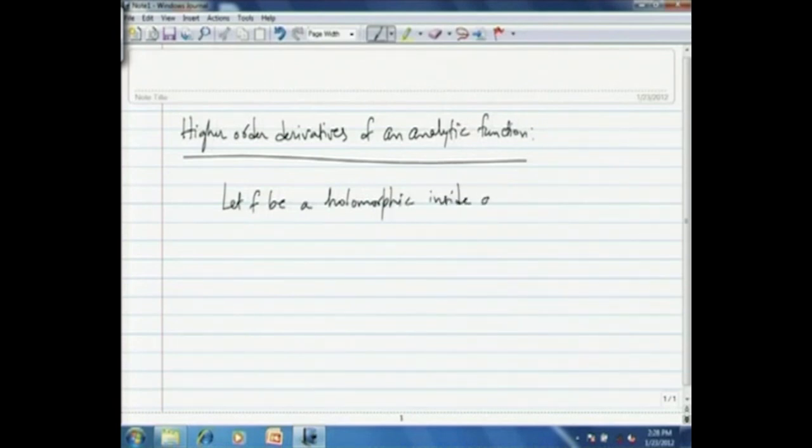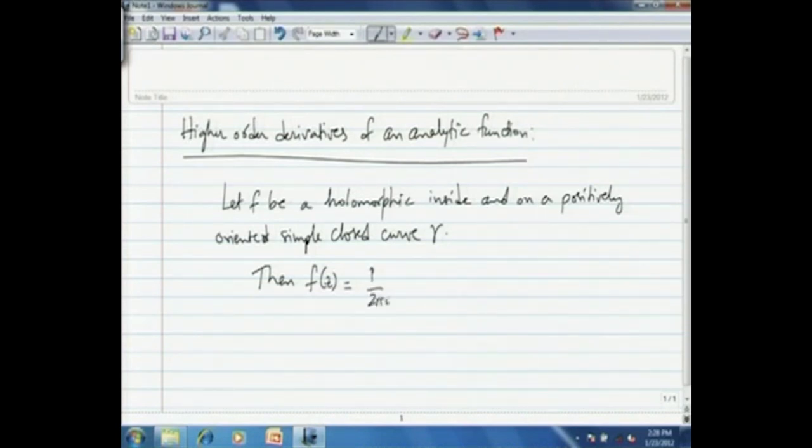Inside and on a positively oriented simple closed curve gamma. Okay, so then the conclusion is that f of z, well, this we know from Cauchy's integral formula, so that f of z is 1 by 2 pi i integral over gamma f of w by w minus z dw, for z belongs to the interior of the simple closed curve gamma.